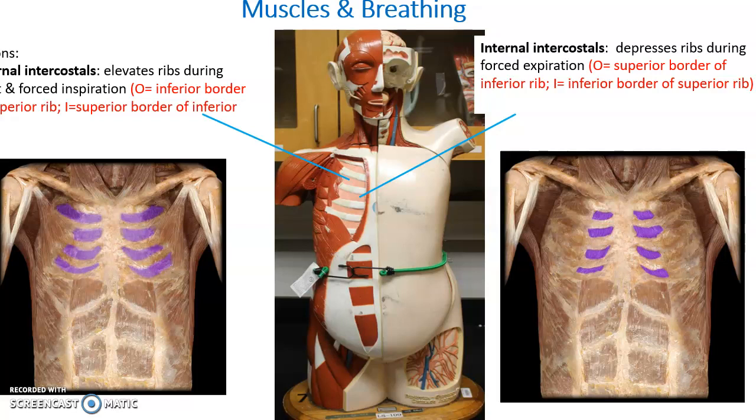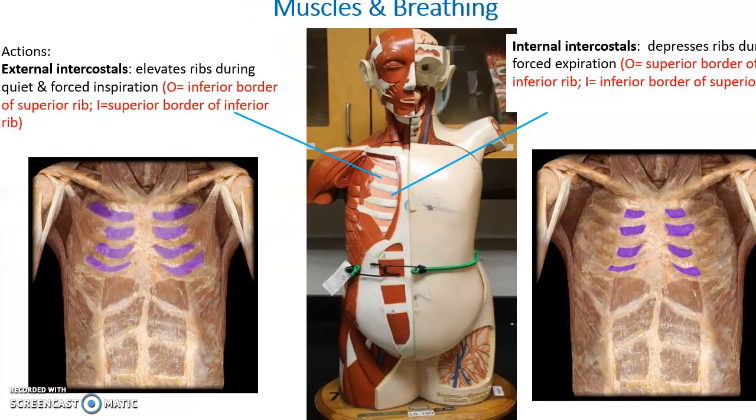All right, we also have the intercostal muscles. These are muscles between the ribs. We have the external intercostals, which are more superficial, closer to the surface. They elevate ribs when we breathe, both during regular breathing in and when we do forced inspiration. Basically, their origin is the inferior border of the superior rib, and their insertion is the superior border of the inferior rib. So here's the origin, there's the insertion. And so when they contract, they elevate, they raise up the inferior rib.